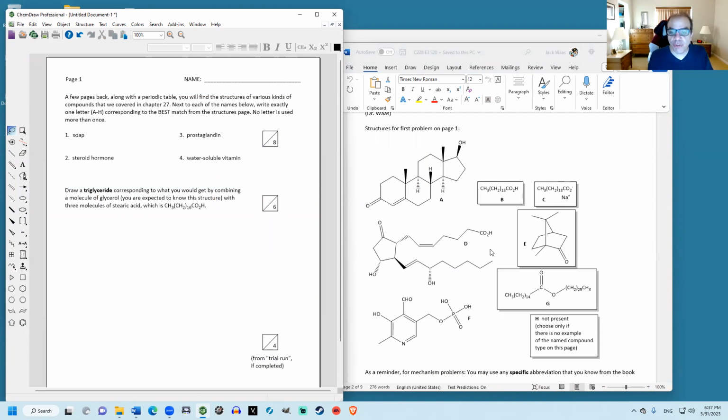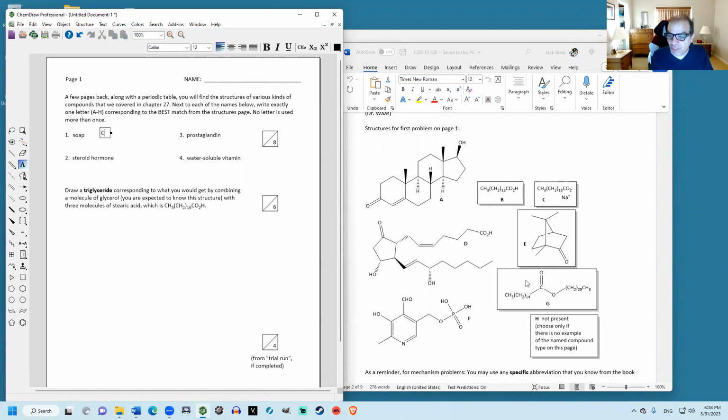And there are a few structures here that look like fatty acids. This one does. This one flat out is a fatty acid. This one is a long chain ester of a long chain carboxylic acid. And then we have this one, which is the sodium salt of the carboxylate ion. Remember, CO2 minus is C double bond O, O minus. So that's the soap. The soap is C. B is a fatty acid. And G is closely related.